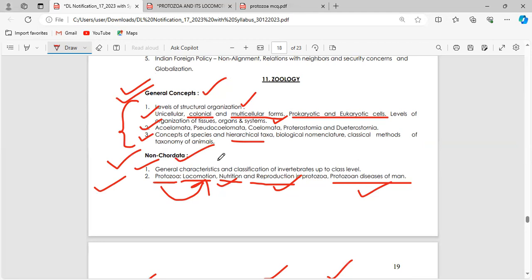Any doubts? Radhika, Devi, Lalita, Xiomi, any doubts? Okay, what about the other two? Another one.